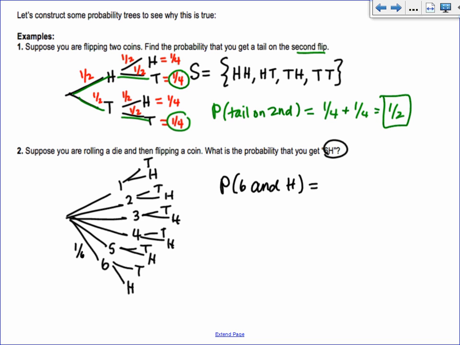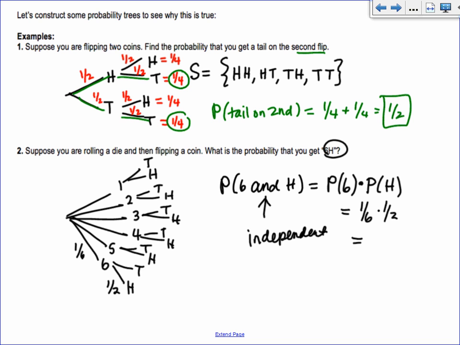So the probability of 6 was 1/6. The probability of heads was 1/2. So it ended up being the same as the probability of 6 times the probability of H because they are independent events. It doesn't matter what happened when I flipped the coin. It has no effect on the heads or tails. So it's 1/6 times 1/2, which is just 1/12. That's why the formula works.